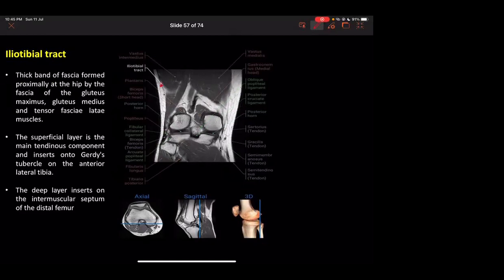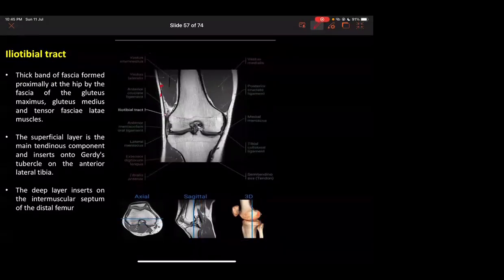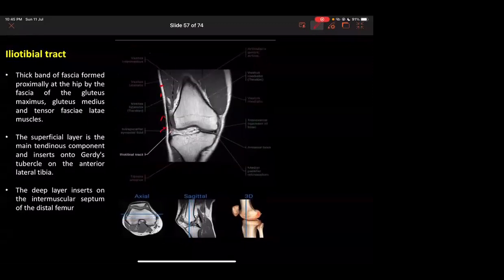This is the iliotibial tract starting here and down, reaching the distal femur, and then inserts by its superficial layer to the Gerdy's tubercle on the anterolateral tibia.